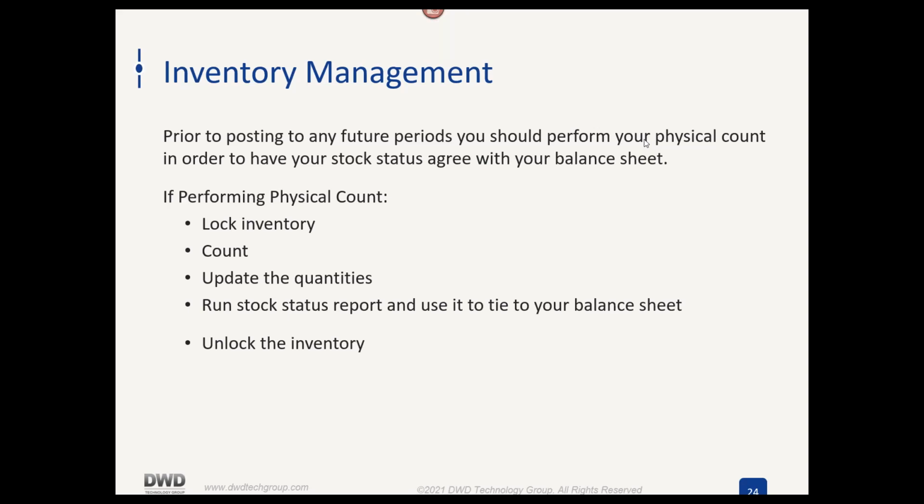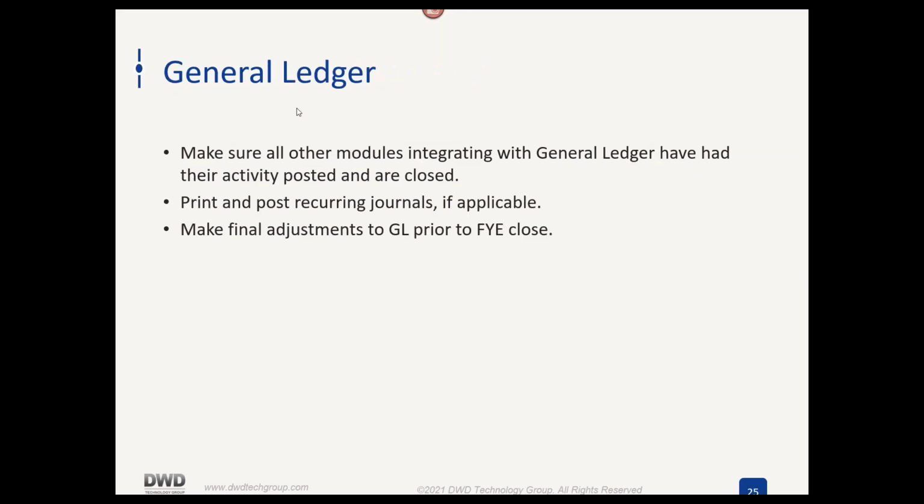So this lock needs to happen. The counts need to be processed and updated and reconciled, and then your inventory would then need to be unlocked so that you can continue your day-to-day processing. Lock the inventory, enter the counts, get those updated, get the stock status report and tie it to your balance sheet, and then get that inventory unlocked.